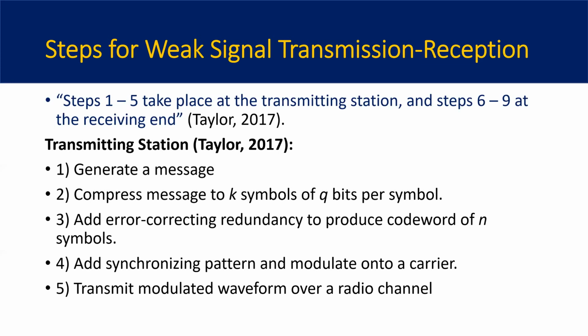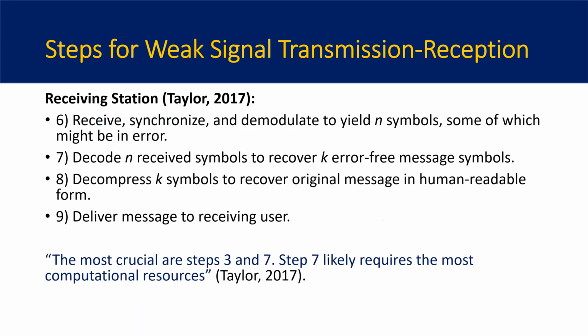It compresses those 50 bits into the 162 bits with all the error correction from the forward error correction convolutional code algorithm. So then it produces this code word of n number of symbols. And then it adds a synchronizing pattern and modulates that onto a carrier and then transmits the waveform over the radio channel. And most of these digital modes use phase modulation for the transmission.